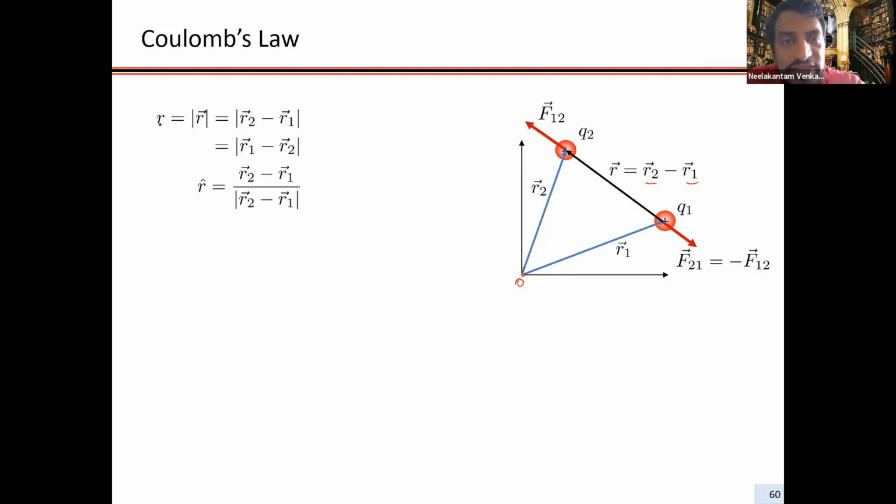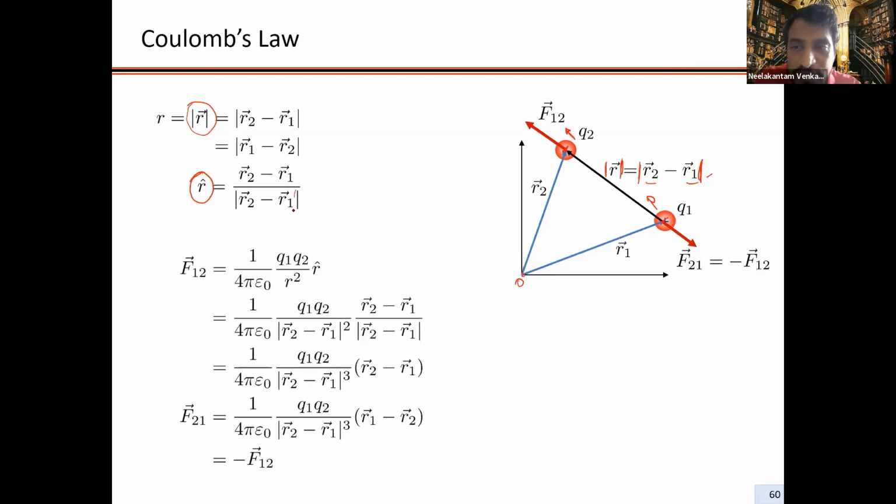So my r, the distance between q1 and q2, is going to be the magnitude of the r vector, which is basically the magnitude of this guy. And a unit vector in the direction of r, r hat. That means in this case, a unit vector in the direction of r is going to be r2 minus r1 over the magnitude of r2 minus r1. Yeah, a unit vector is just the vector divided by its magnitude, isn't it?